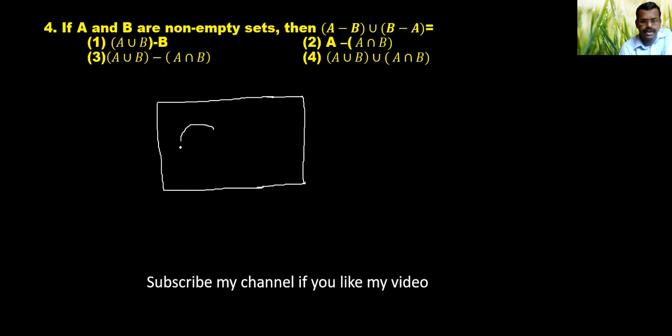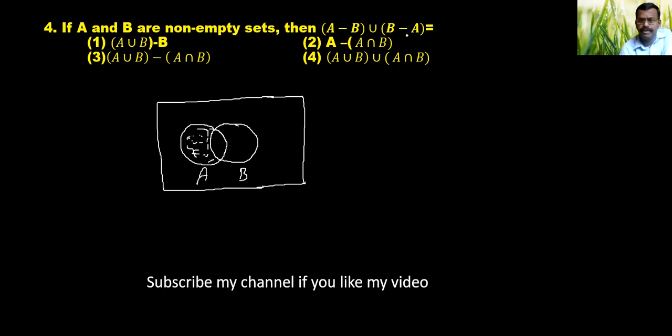See, first is a rectangular box, that is called the universal set. One circle represents A, and another circle is represented by B. Okay, what is A minus B? A minus B, see, take all of A and remove the B. That means here, I put dotted now, this part. Only this part is A minus B.